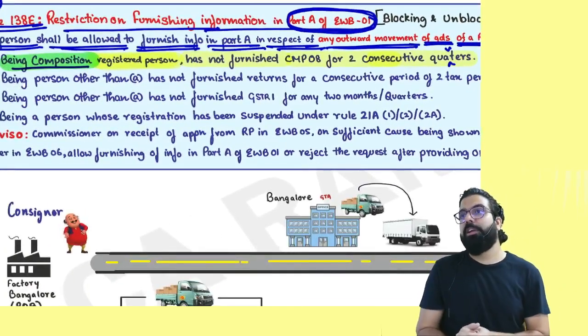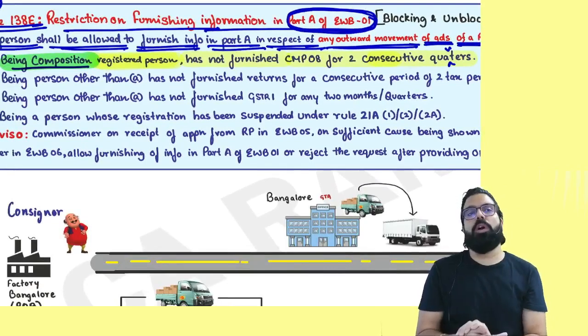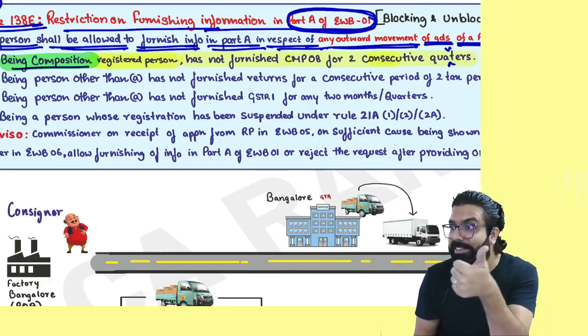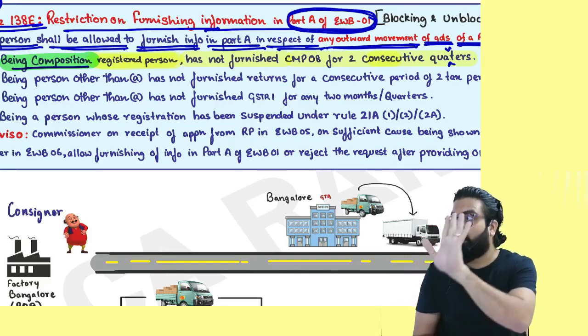Everyone listen. I am a composition dealer. For two quarters, I have not furnished my CMP08. I have not paid my tax. What will happen? E-way bill portal blocked.